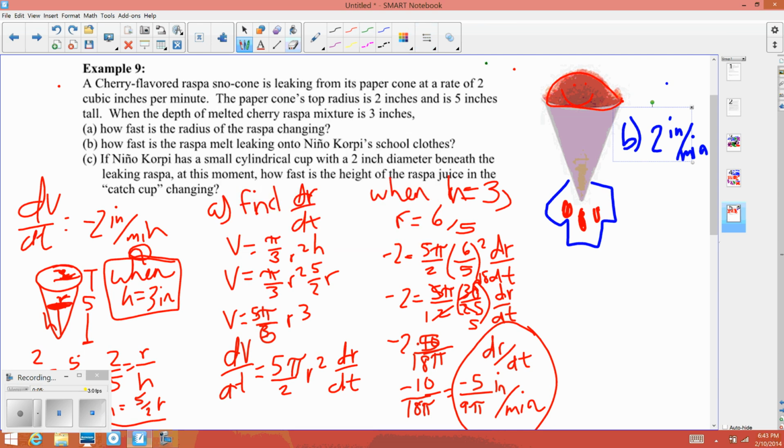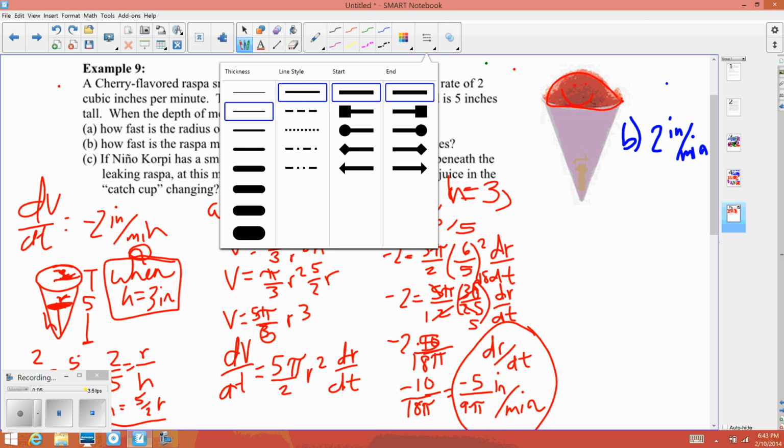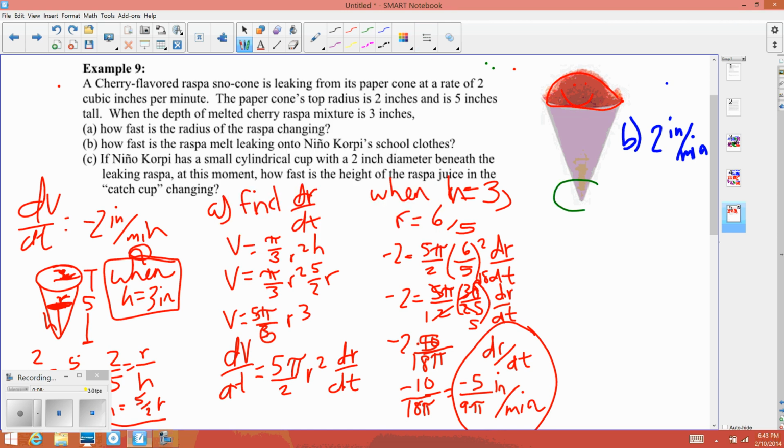All right, so let's clear this picture out. We have this cup that it's leaking into, okay? Small cylindrical cup, so we have this cup. And now it's starting to fill up. A 2-inch diameter, so our radius is 1. And how fast is the height changing? So we're trying to find dH/dt. All right. So we have this dV/dt. The volume is increasing at a rate of 2 inches per minute.